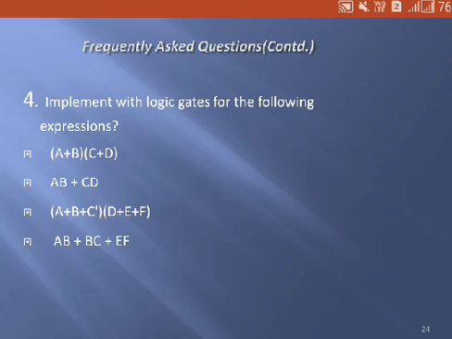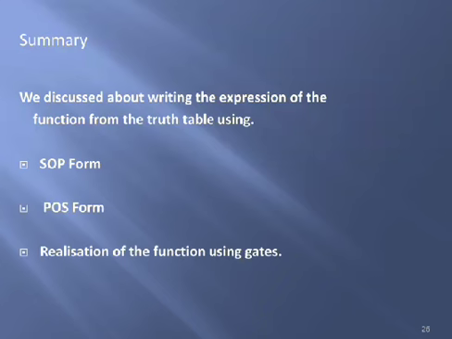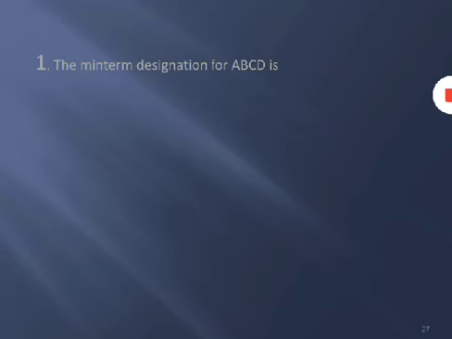So in summary, we discussed writing the expressions of the function from the truth table using SOP form, POS form, and also realization of these SOP and POS forms with the help of basic gates, and also some realizations, AND OR and OR AND realizations. Next we move on to the quiz.